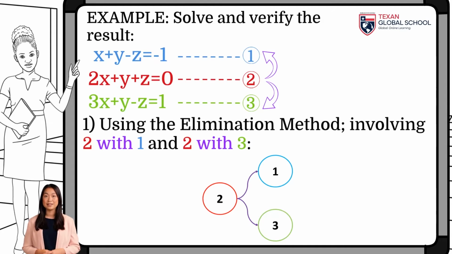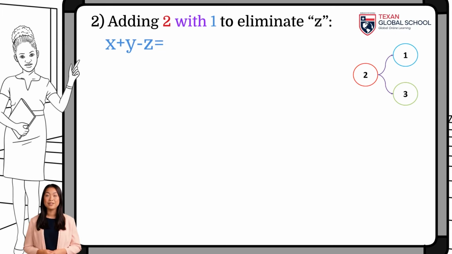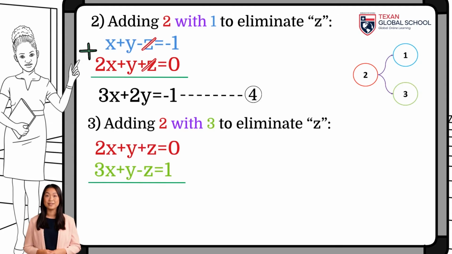We can also cancel x or y. In either of these last 2 cases, we have to use properties of equalities to cancel the variable between the equations. However, it is suggested to analyze first to find the easiest possible path. Adding 2 to 1, we see that z cancels and we get an equation 4. Adding 2 to 3 also cancels z, thus getting an equation 5.